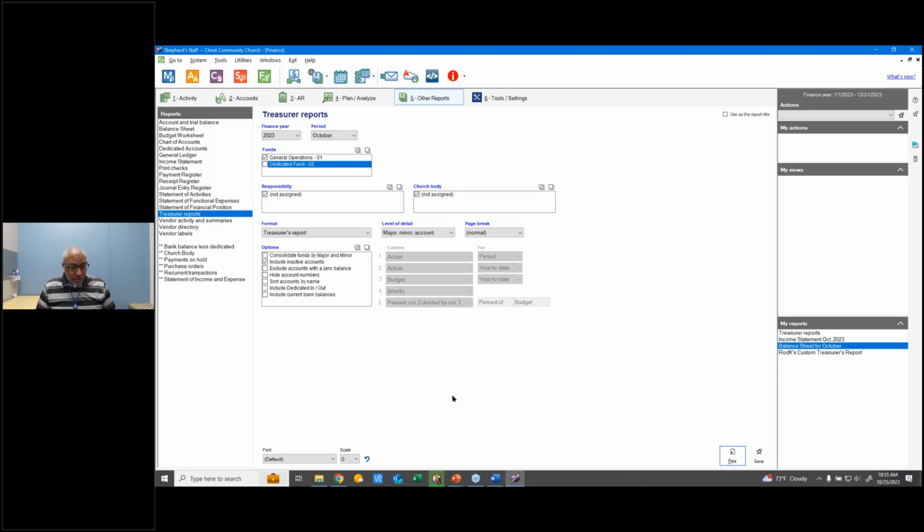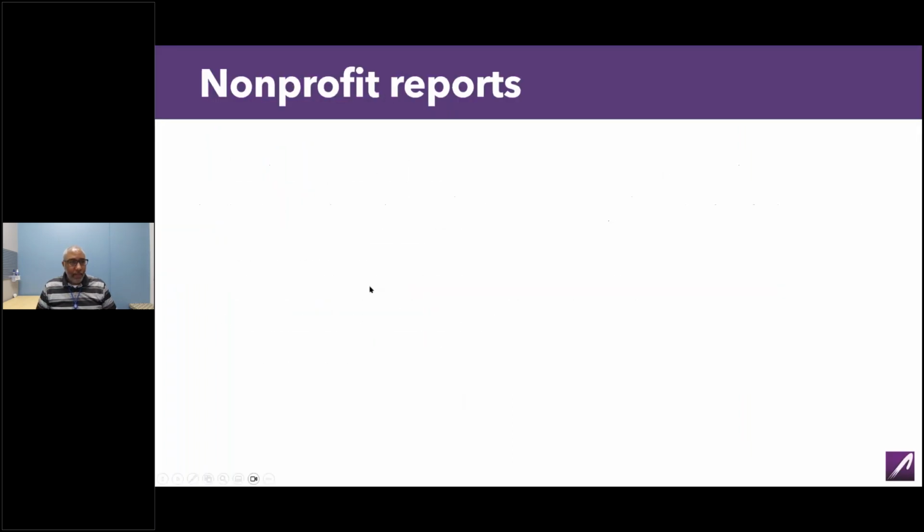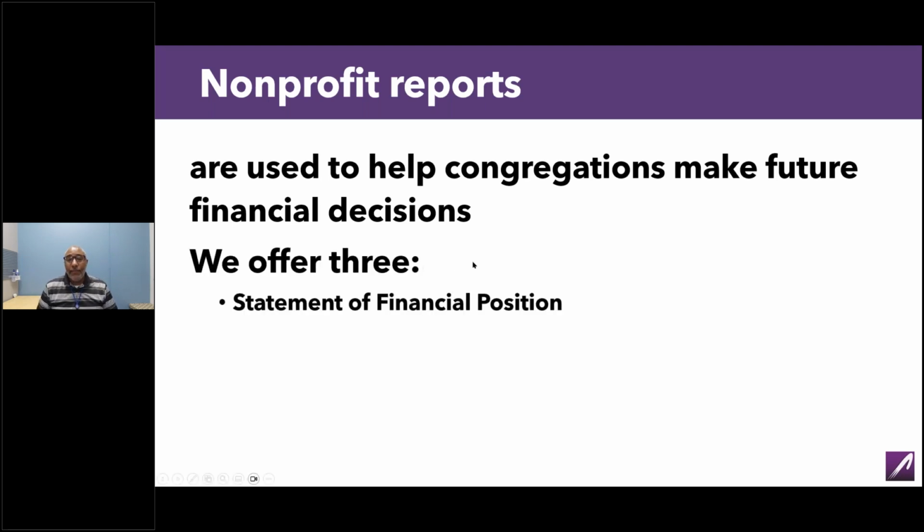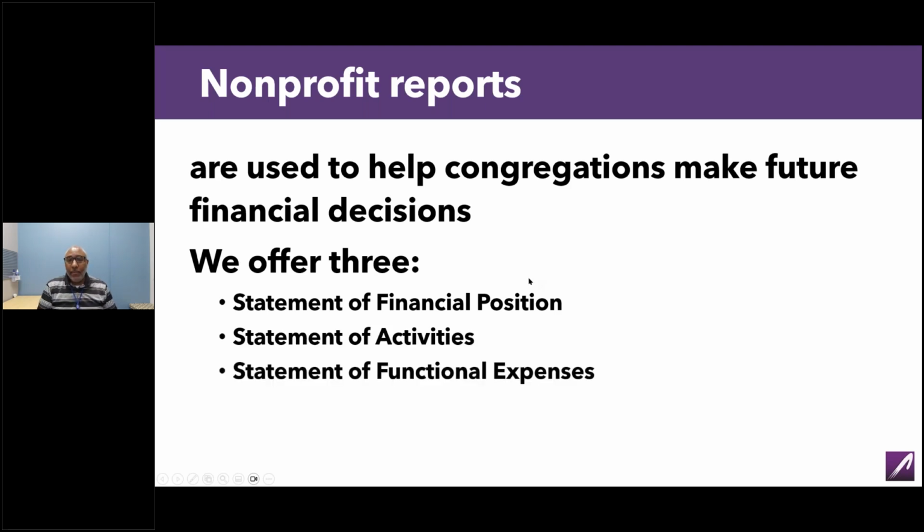Okay, so from there, let's go back to our PowerPoint and nonprofit reports. So the nonprofit reports are used to help congregations make future financial decisions. We offer three. So we offer the statement of financial position, we offer the statement of activities, and we offer the statement of functional expenses. So we offer three of them. There's also the statement of cash flows, which is another report, and we're looking at that one and trying to decide whether to include it or not. You guys can of course provide feedback on that.